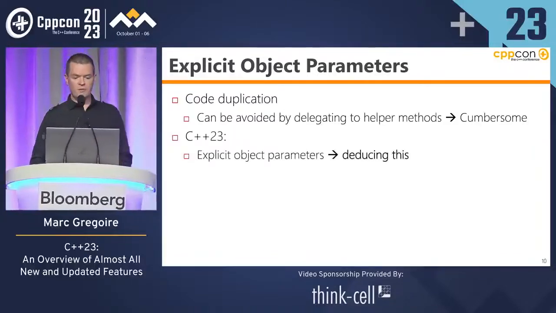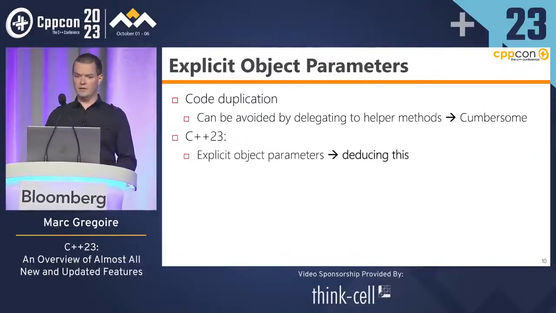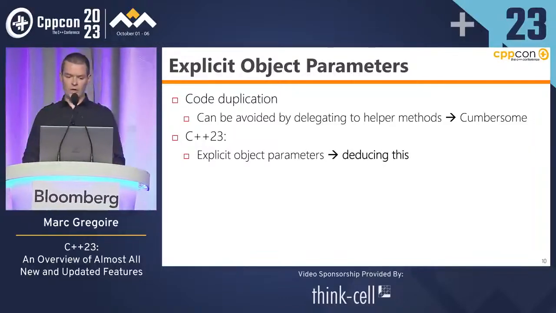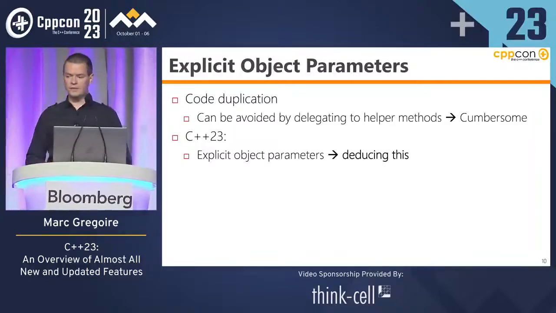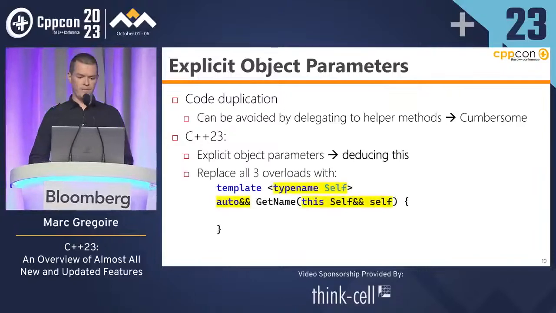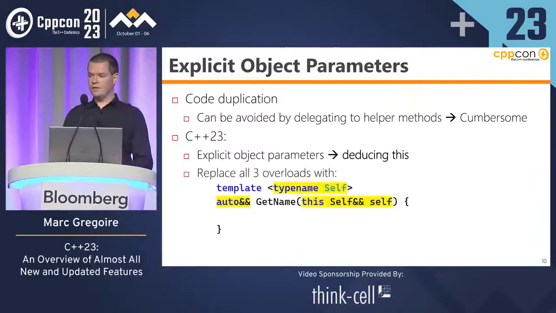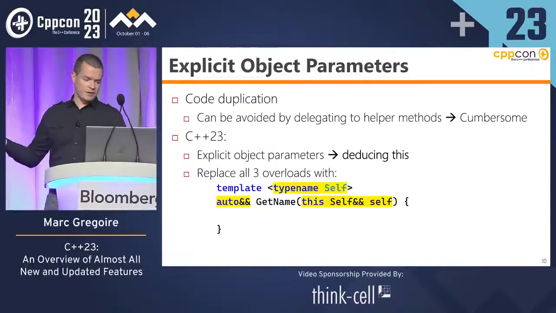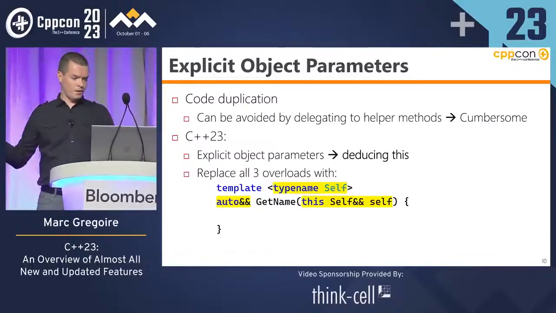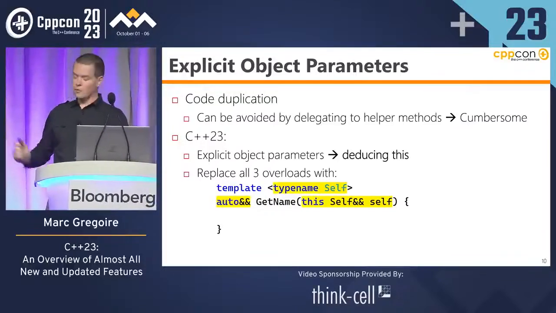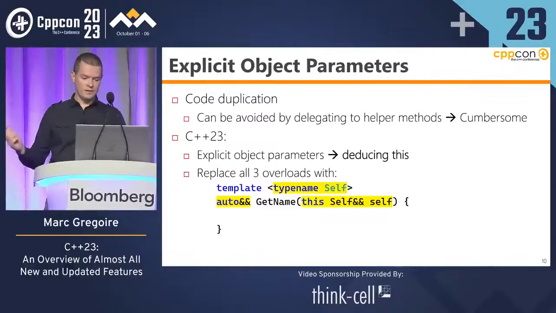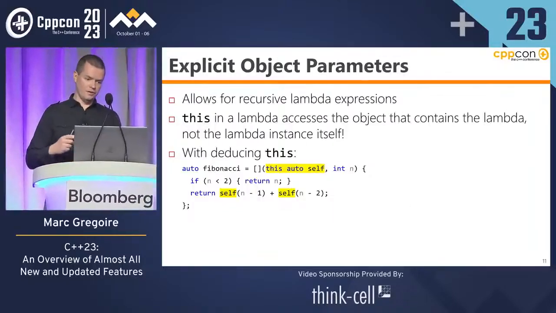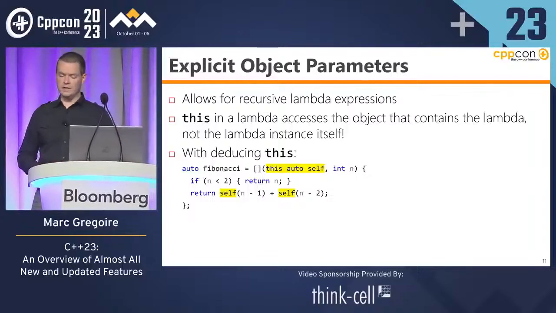With explicit object parameters, you can avoid this, and instead of having 3 overloads, you can have only 1. In this context, this feature is called deducing this. So instead of my 3 getName overloads, I write 1 member function template. The return value becomes auto&&, and like before, the lambda expression can recursively call itself.